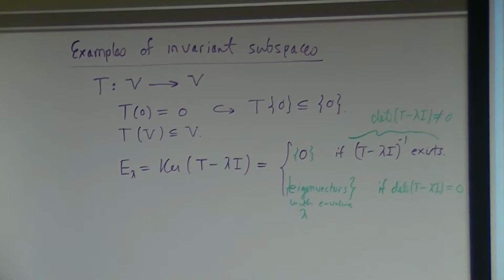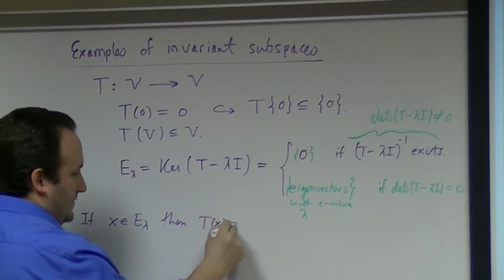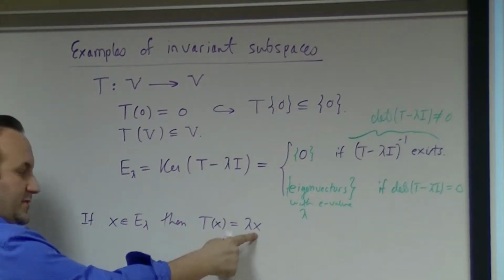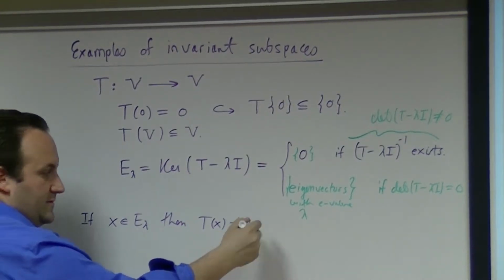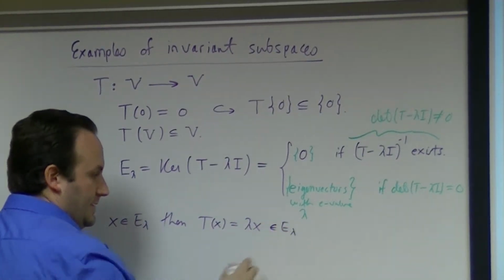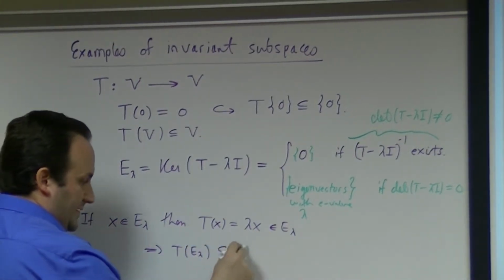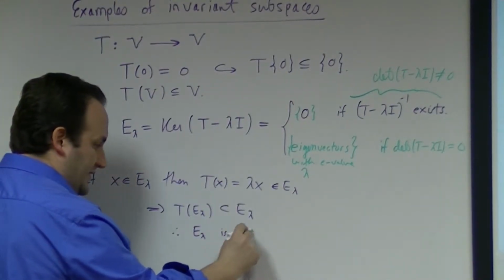If it's a genuine eigenspace, then let's see here. If x is an element of E lambda, then T of x is what? Lambda x, right? So E lambda is a subspace, so certainly a scalar multiple of something in the subspace is again in the subspace. So lambda x is an element of E lambda again. And this shows you that T of E lambda is a subset of E lambda. So therefore, the eigenspace is T-invariant.